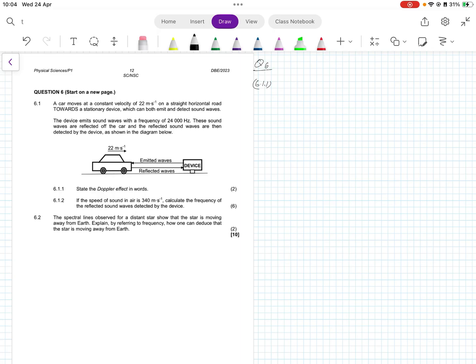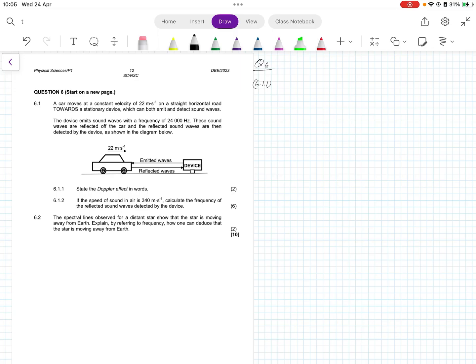We are told that a car moves at a constant velocity of 22 meters per second on a straight horizontal road towards a stationary device, which can both emit and detect sound waves. The device emits sound waves with a frequency of 240 Hz. These sound waves are reflected off the car, and the reflected sound waves are then detected by the device, as shown in the diagram below.